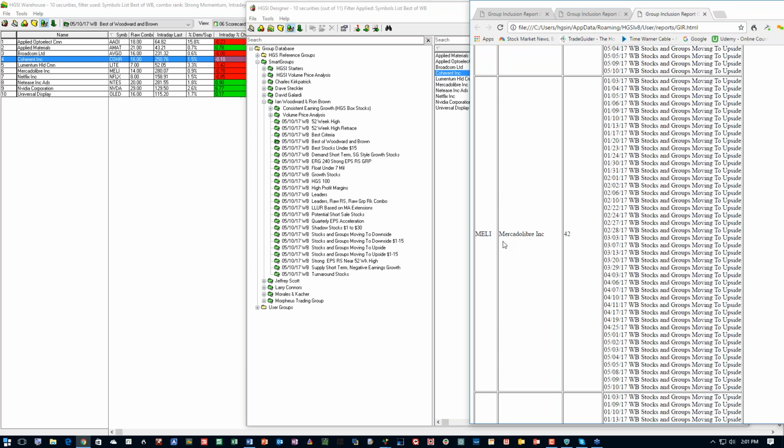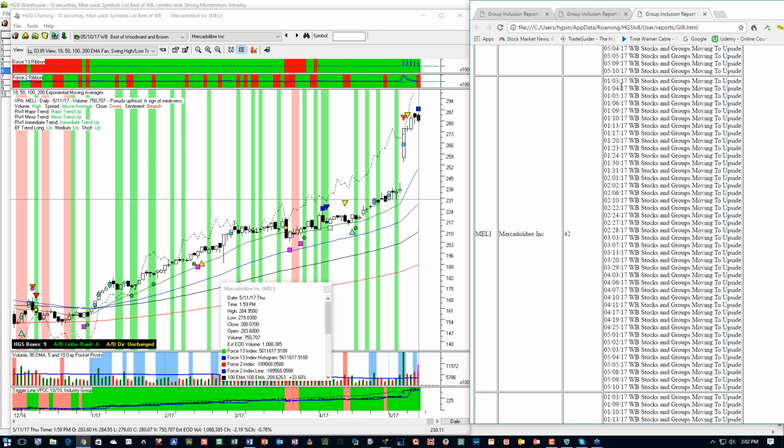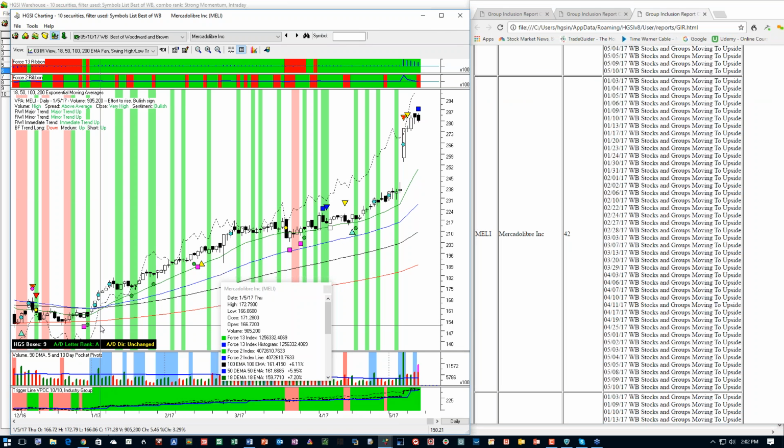Now here's MELI. This appeared 42 times in stocks and groups moving up. This is a symbol that I don't believe appeared in either one of these other reports. So let's just take a look at MELI, and I'll bring this back up here. It started appearing on the 3rd of January. Wow, look at this stock. Tremendous.